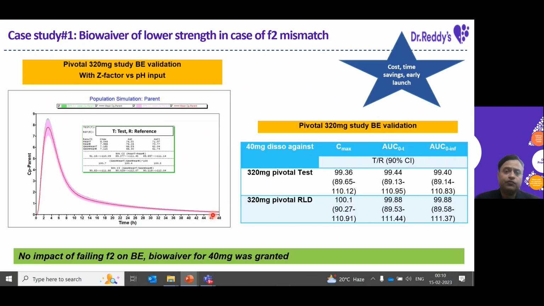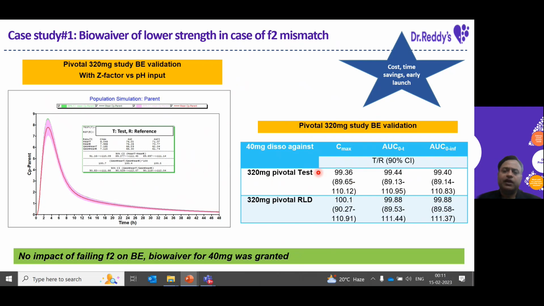If you move to the next slide, this gives the approach here. We used the 40 milligram dissolution as the input, and we showed bioequivalence with the 320 milligram test product as well as the 320 milligram reference product. As you can see the numbers here, both the T by R ratios as well as the 90% confidence interval were within the 80 to 125 range.